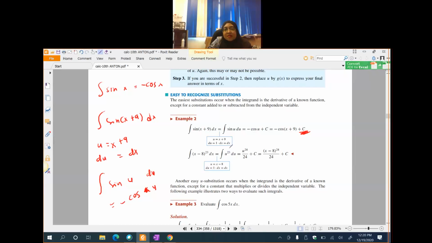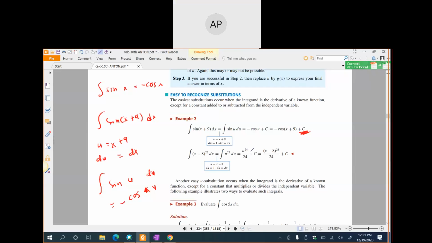And then u to the power of 23 du, you just use power rules. You get u to the power of 24 divided by 24, plus c.